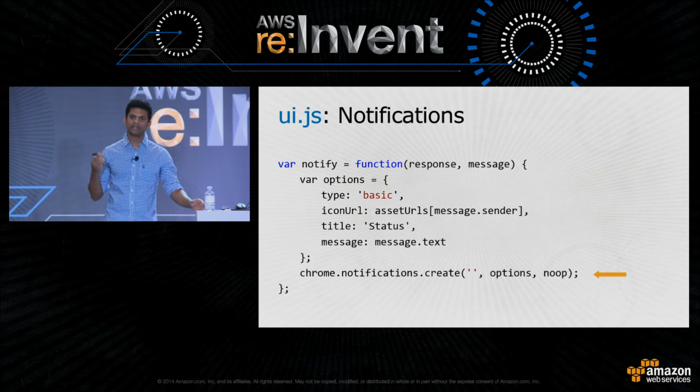The create method itself is asynchronous, so it returns a notification ID that you can then use to keep track of the notification. So in the case of a progress notification, you don't want to be creating a new notification for every progress event. You want to update the same notification, and you can do that by using the notification ID of the notification itself.